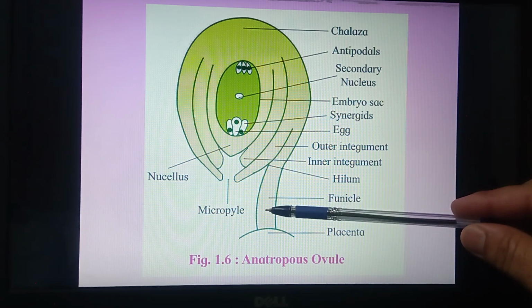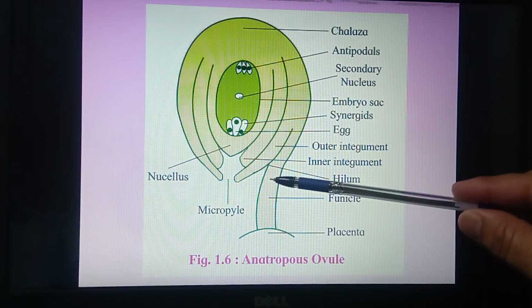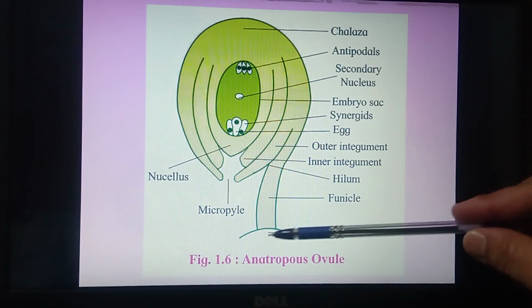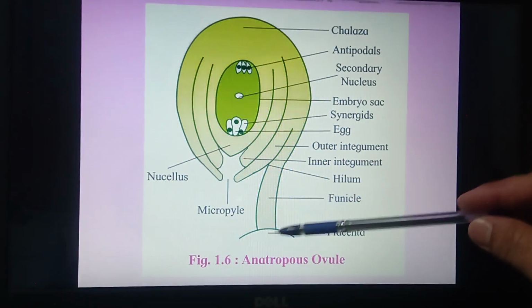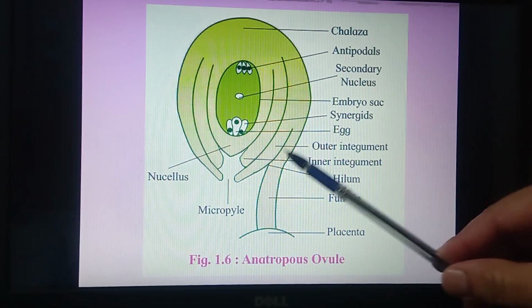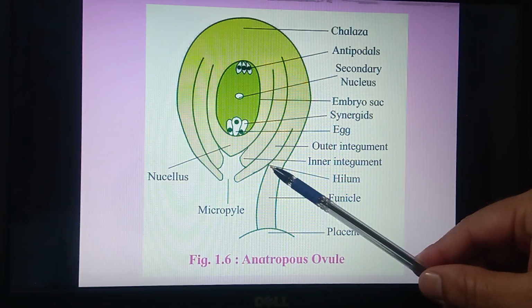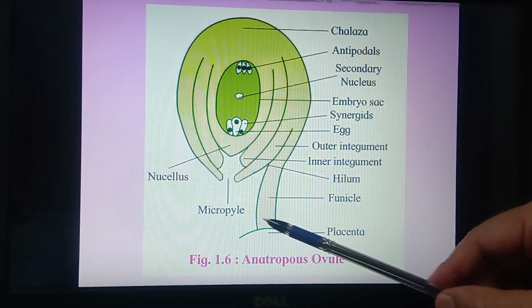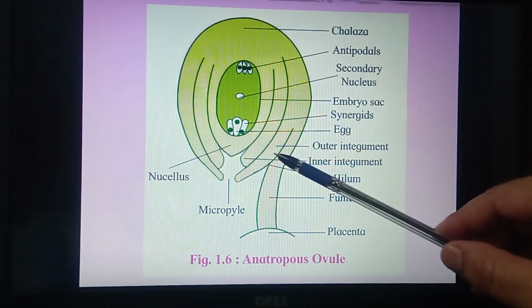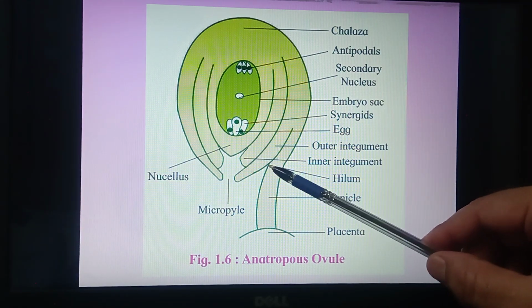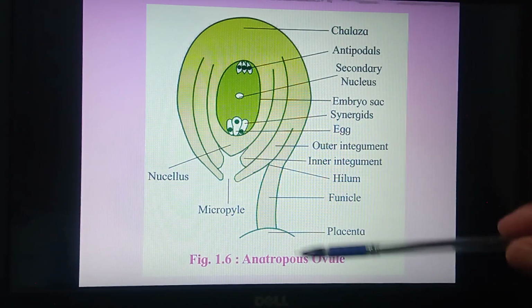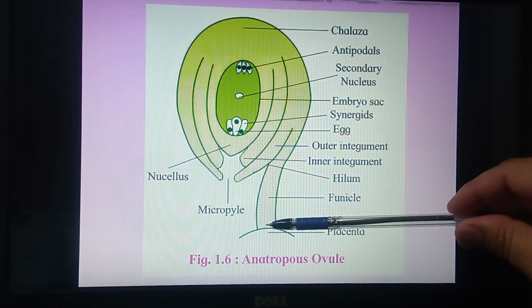The anatropous ovule has two different parts: one is the stalk of the ovule and the other is the body of the ovule. When the stalk of the ovule gets attached to the body, that point is called the hilum. So what is the hilum? It is the attachment of the stalk or funicle to the body of the ovule. The next one is the body of the ovule. Here on this body of the ovule, you can observe the funicle.